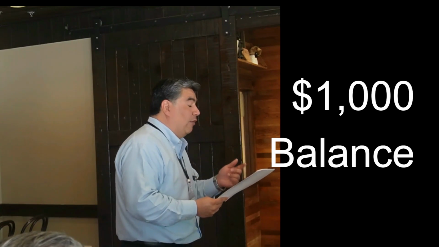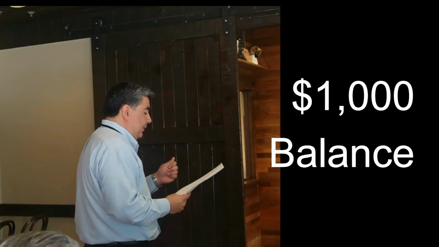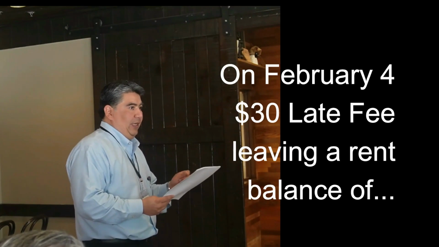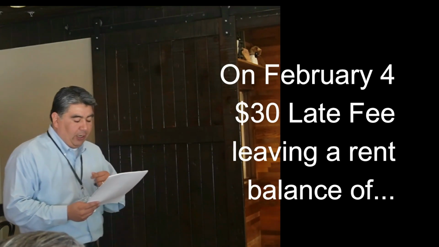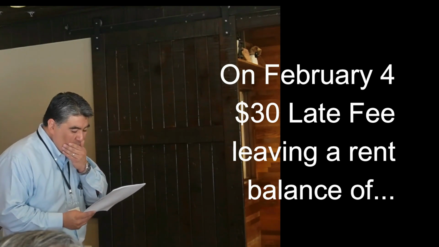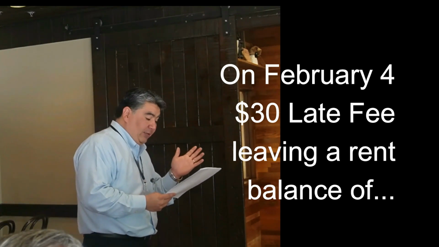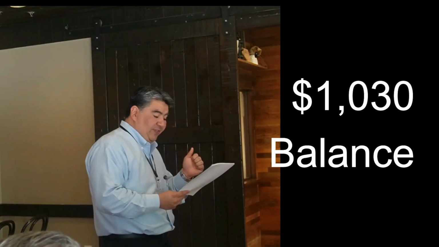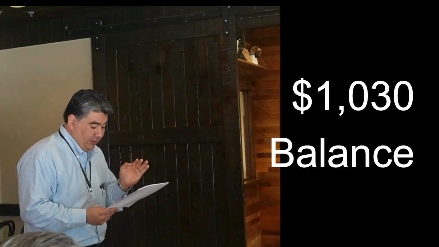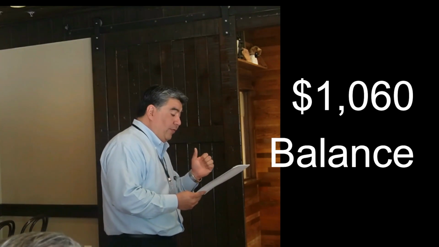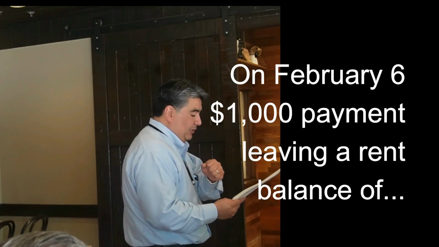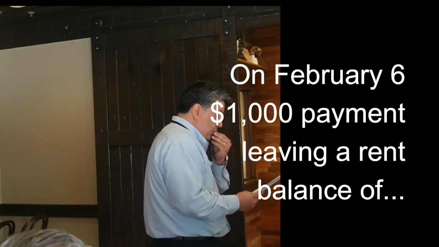Now, on February 4th, no additional rent, but we get our first late fee. So we assess a $30 late fee. No payment. So what is our balance? $1,030. Very good. On the 5th, the same. What's our balance? $1,060. On the 6th, we get another late fee, but hey, we got a payment of $1,000.